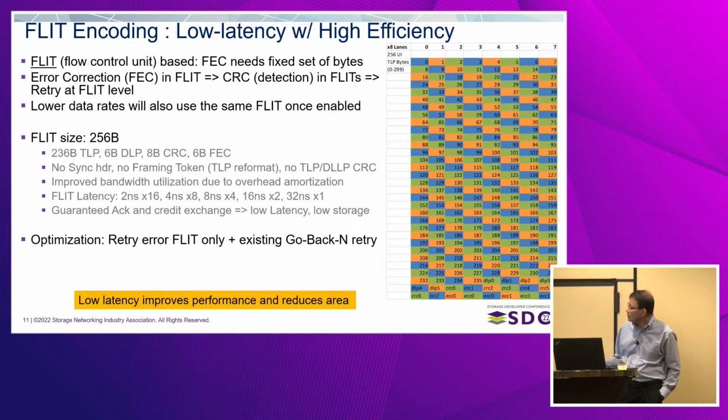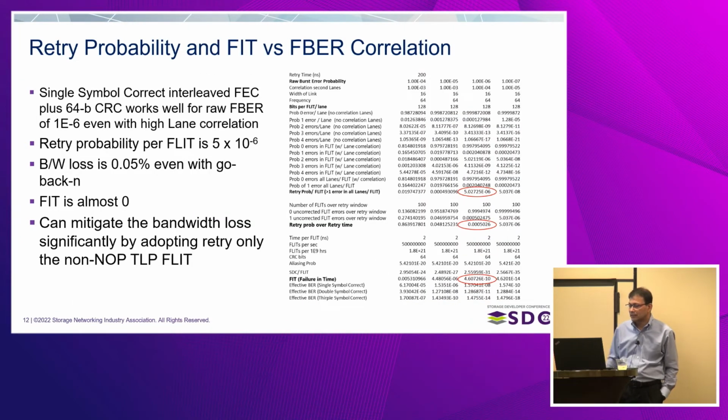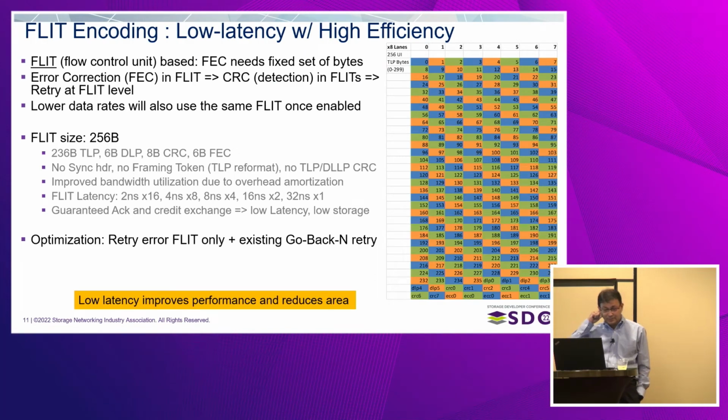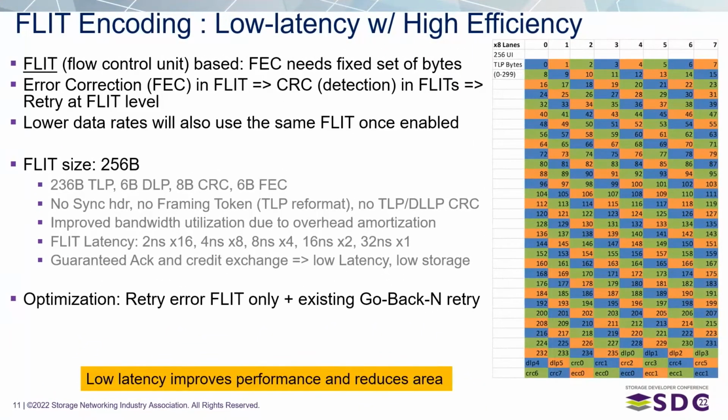236 of these bytes. So we'll see 0 through 235. These are what are known as TLPs, or transaction layer packets. That's what is reserved for TLPs. 6 bytes are for data link layer payload. Then you will see there are 8 bytes of CRC that covers the rest. And then you will see that there are 6 bytes of ECC. Actually, those 6 bytes of ECC are 3 groups of 2 bytes of ECC each.